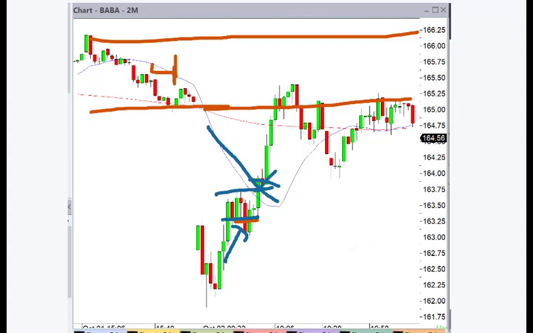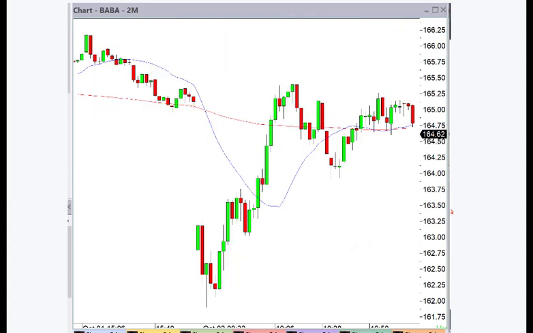Now, someone tell me, why was that short more than likely to get stopped out than go down further? What I'm telling you is that green was the dominant color.